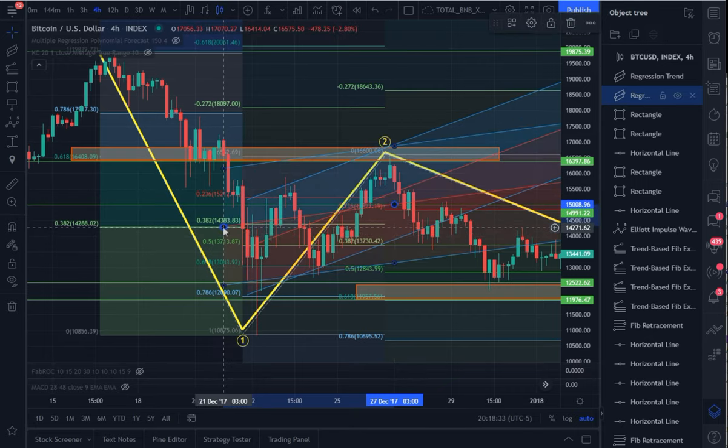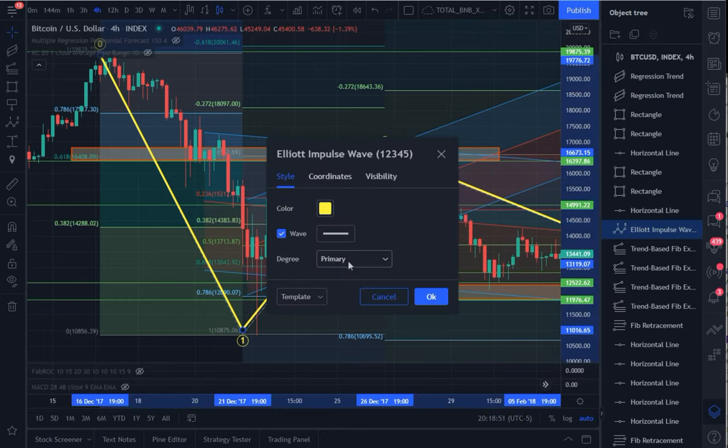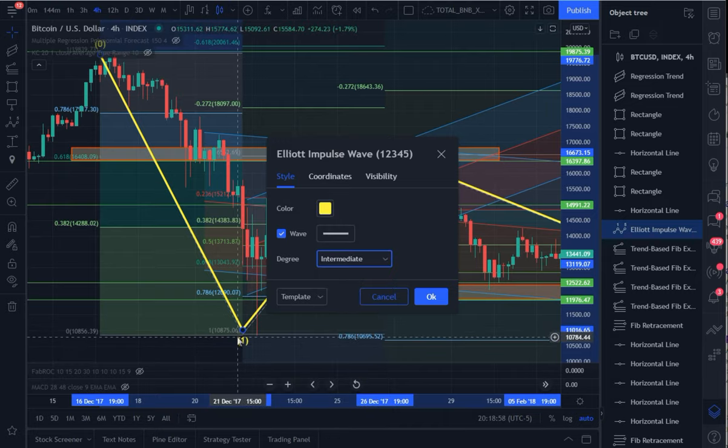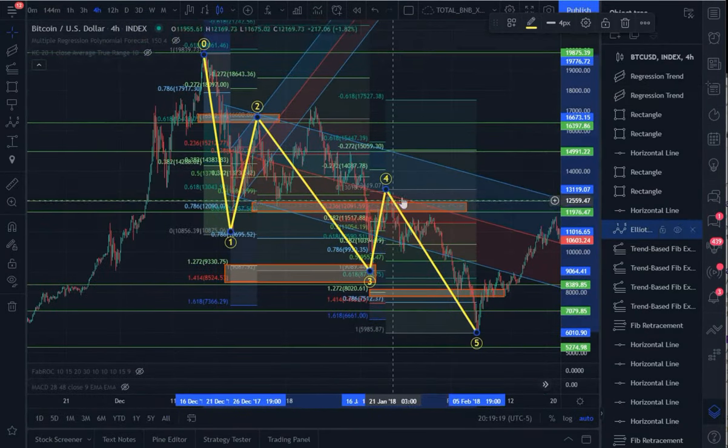From here, up, sideways, down. So this is the point where, if we do the waves here, we should find the truncation in the intermediate. Being this the primary, the intermediate is practically the same, but when drawing, these numbers will change notation. Intermediate, then you have the minor, which has just numbers, the minute with the letters, the minuet, and so on. It's very particular. Maybe studying the Elliott wave theory, this will be really easy to find out in terms of the theory explanation.